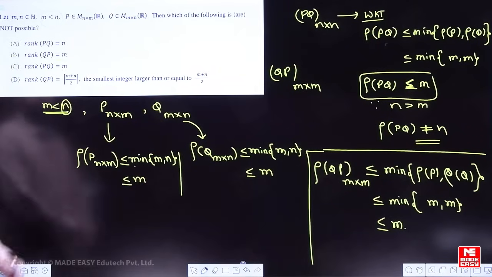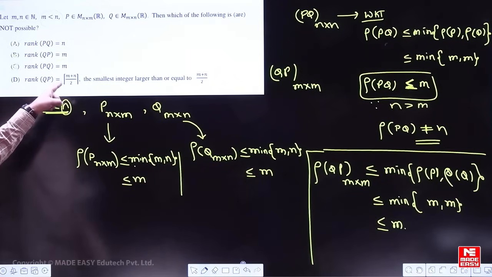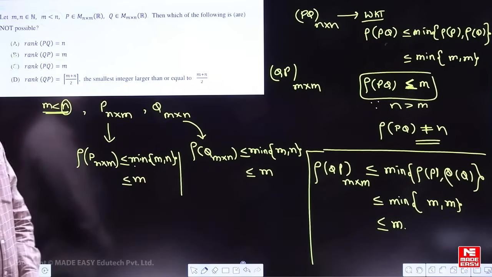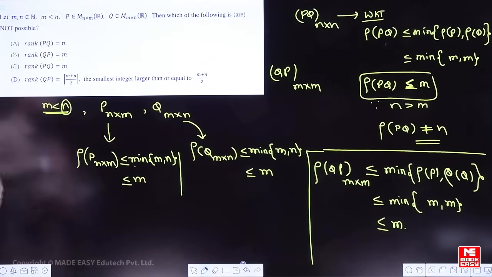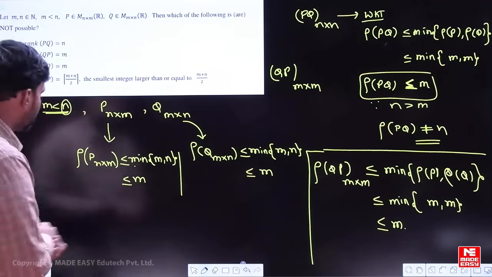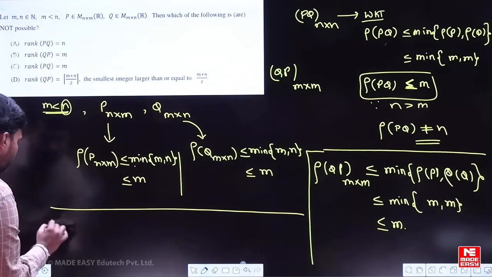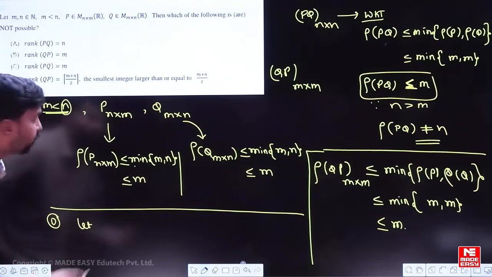Now the last point is that rank of QP is here what? It is a ceiling function, right? So rank of QP is the ceiling function of (M plus N) by 2, the smallest integer which is larger than or equal to (M plus N) by 2. To understand this, let us take some M and N values. Now if you want to discuss option D here, let us take some possibilities for M and N.